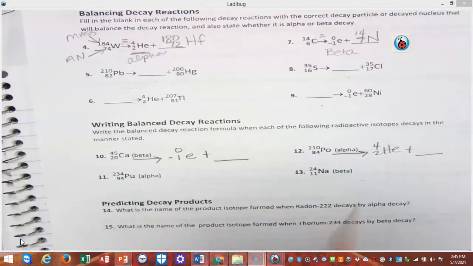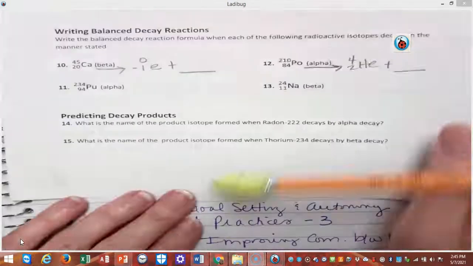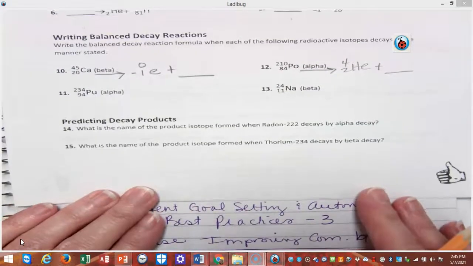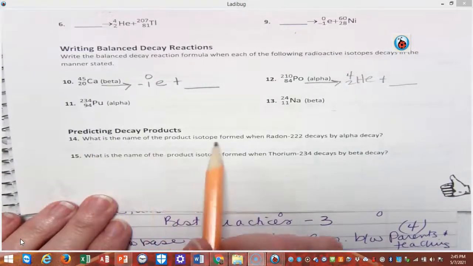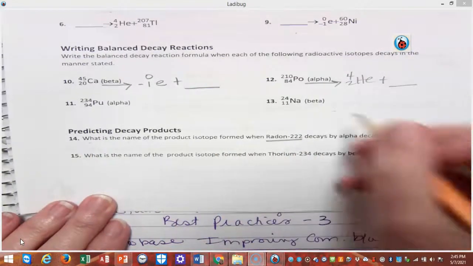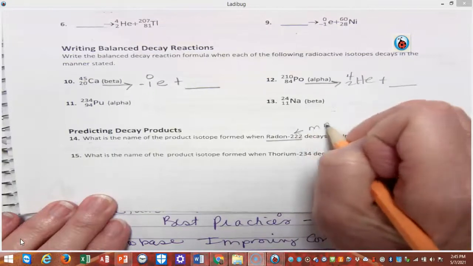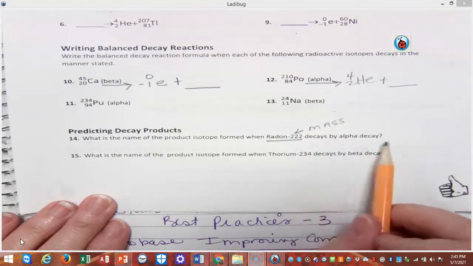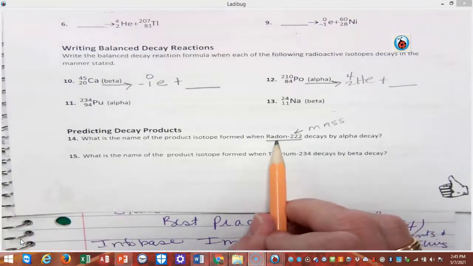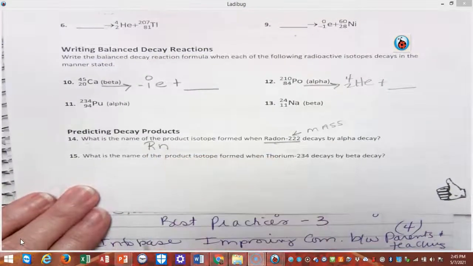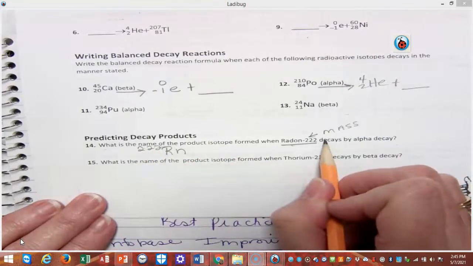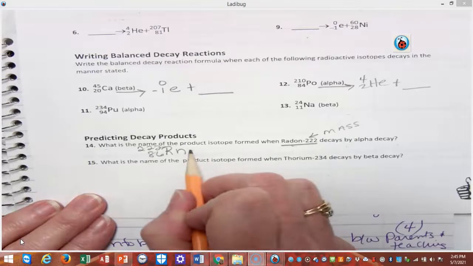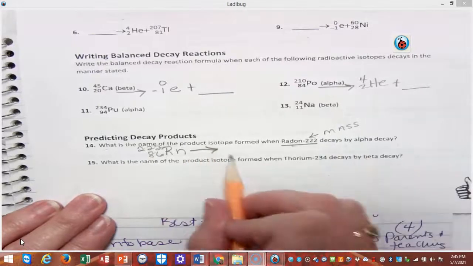Okay, down here, we've got word problems, but we're doing the same thing. It says, what is the name of the product isotope formed when radon-222, so again, this is my mass, decays by alpha decay. So we'd have to find the symbol for radon. He's number 86. What goes on top? The mass from here. He's 86 and he's undergoing alpha. So we're going to continue that reaction.